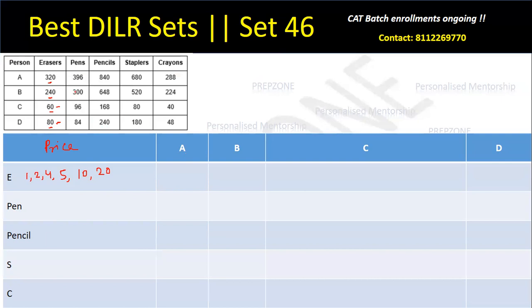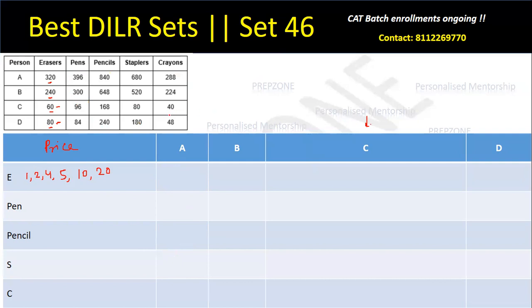Now I know A ने total 320 रुपए spend किए, and अगर price of eraser is 1, then I will try to find out कितनी quantities A ने खरीदी है eraser की. Similarly A ने कितनी quantity pen की खरीदी है, pencil की खरीदी है, sharpener, stapler की खरीदी है and crayons की खरीदी है, right? And I'll have different numbers and then I'll try to find that number ताकि I can form a consecutive pair across these 5 items, right? So I'll have to do it for A, B, C or D. किसी भी एक से try करता हूँ मैं. Let's start with any one person जिसका data is quite simple, right? एक बार इस तरीके से मैं start करता हूँ, right?